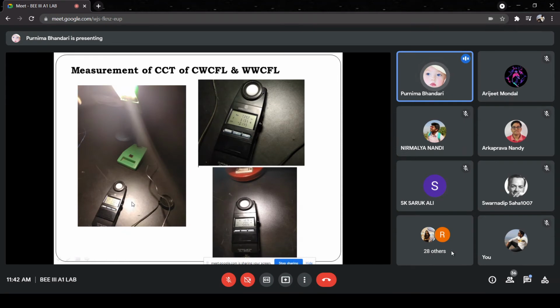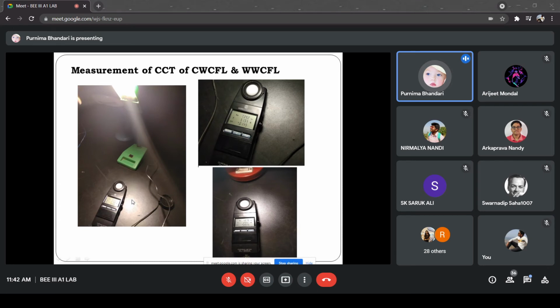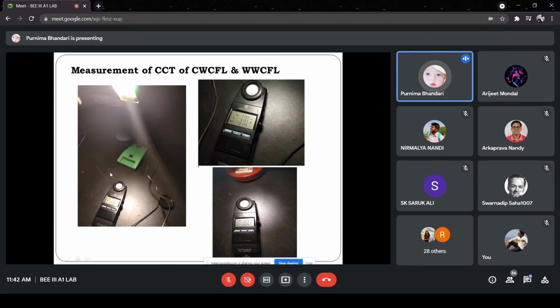After doing this zero error correction, you cannot put the cap on. If you put the cap on, then again we have to do the zero correction. This way you can see the CCT value it is showing when you are measuring. So this is the easy part.